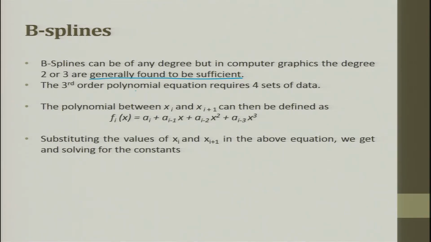The third order polynomial equation requires 4 sets of data points when you talk about 3D. The polynomial between xi and xi plus 1 can be defined as a function of x: ai plus ai minus 1 x, ai minus 2 x and ai minus 3. Substituting the values of xi and xi plus 1 in the above equation, we get to solve for the constants.